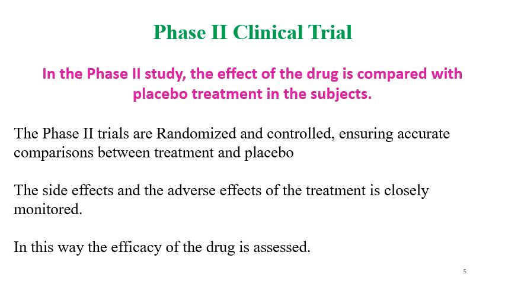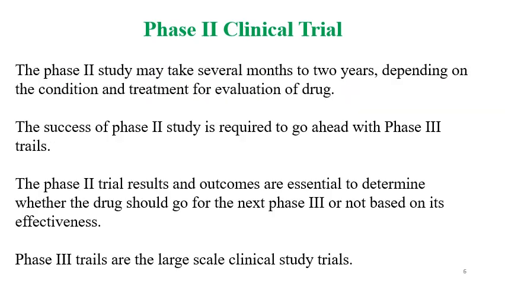The randomization and controlled study will remove the bias in the clinical studies. The side effects and the adverse effects of the treatment are also closely monitored in the phase 2 trial. So in this way, the efficacy of the drug is assessed in the phase 2 clinical trial. The time duration may be from several months to 2 years or more for phase 2 clinical trials, depending on the condition and treatment for the evaluation of the drug effectiveness.